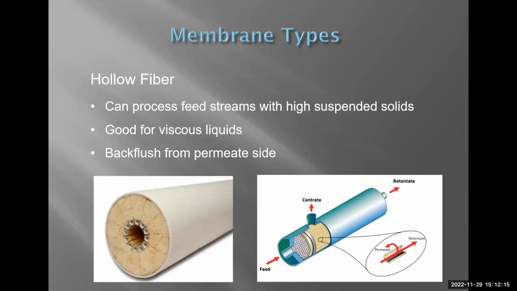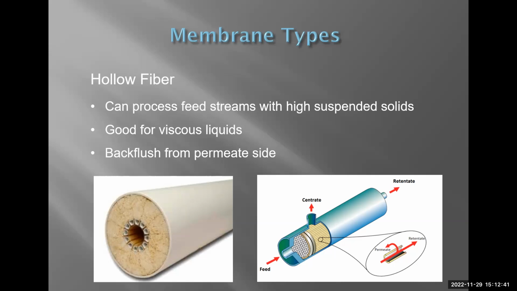Hollow fiber membranes are similar to tubular type membrane. They have extruded fibers through the center of them, which are much smaller, and they can still process feed streams with high suspended solids and viscous liquids. And they're typically made of polymer, but there are some that are made of ceramic. You can backflush them from the permeate side of the membrane if necessary when they start becoming plugged.